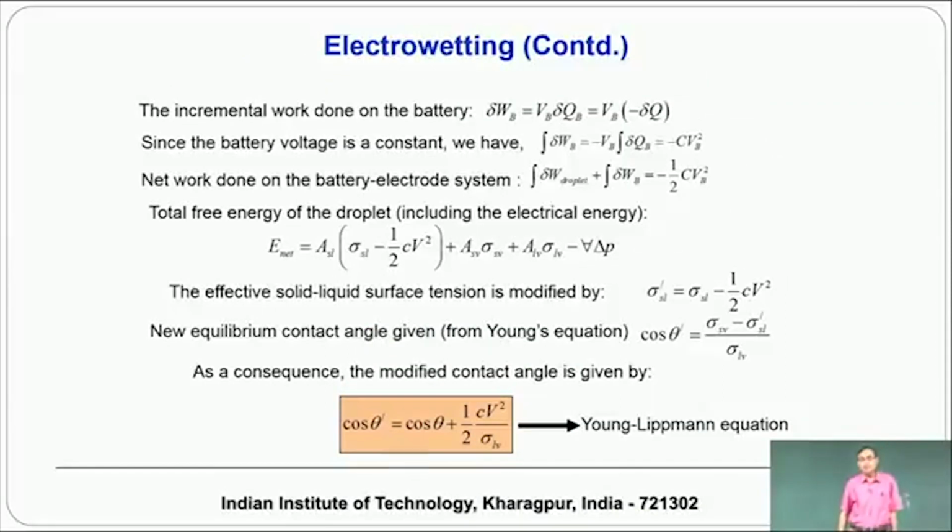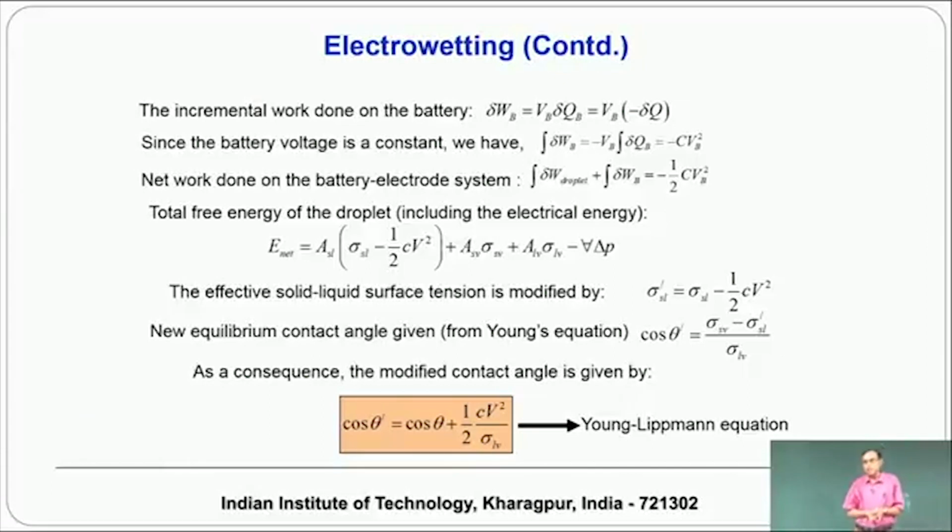Now, this is not the only component of the work. See, the battery supplies charge to the other part of the system. That means for the battery there is some flow of charge away from it. So what is the work done for the battery? The work done for the battery again is voltage into delta Q, but this delta Q is minus because charge has flown from the battery to the system. If it is plus delta Q for the system, it is minus delta Q for the battery. So it is VB into minus delta Q.